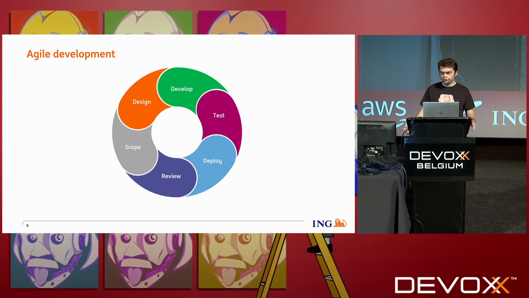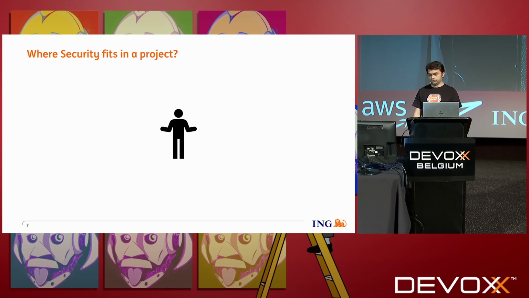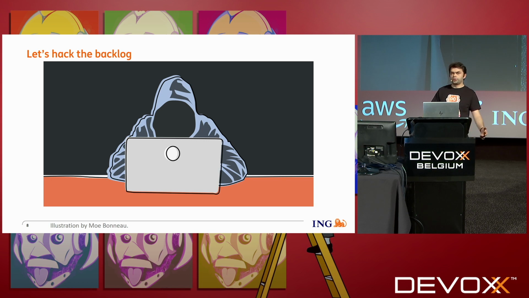We move from waterfall to Agile, but we still haven't talked about security. I'm asking myself from time to time, I would say too often, where security fits in a project. My team, a couple of months ago, came with an idea. It came from nowhere, and they suggested, let's try to hack the backlog. I said, okay, what does that mean?